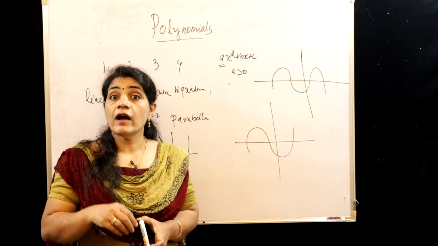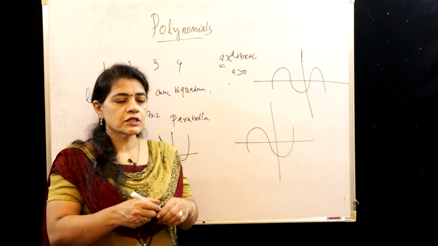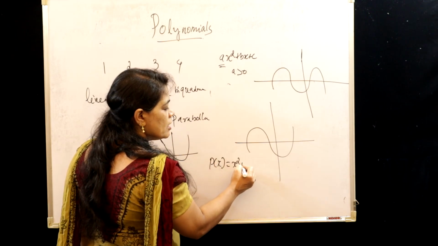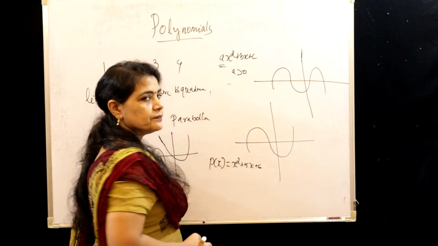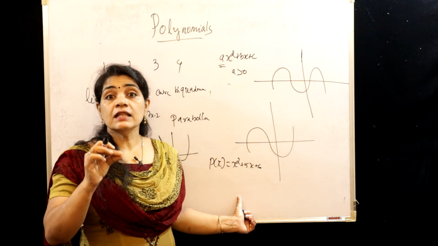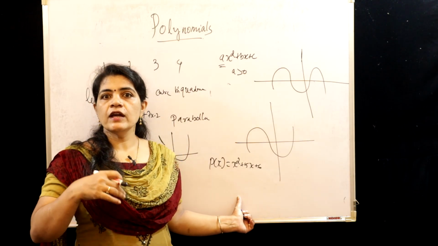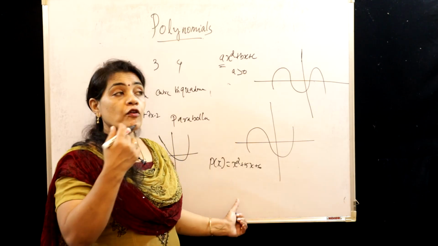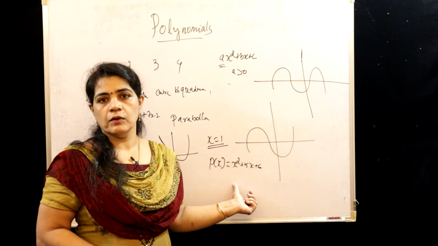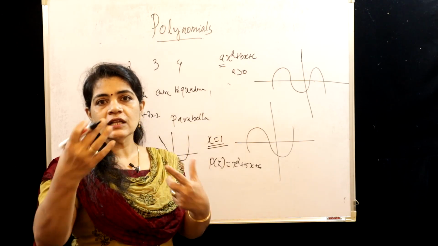So the next is the value of a polynomial. Suppose I am giving you a polynomial p of x is equal to x square plus 5x plus 6. We should get the value of the polynomial when x is equal to 1. That means in place of the variable we are substituting the given value. For x is equal to 1, what will be the value of this polynomial? That is, substitute or replace x with the given number.